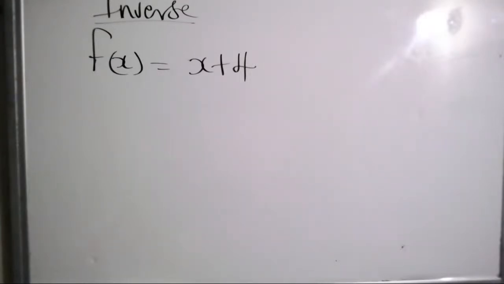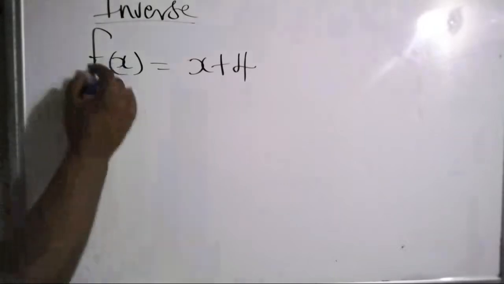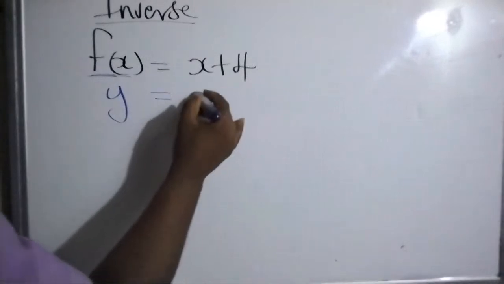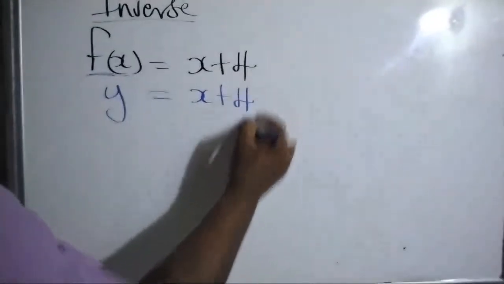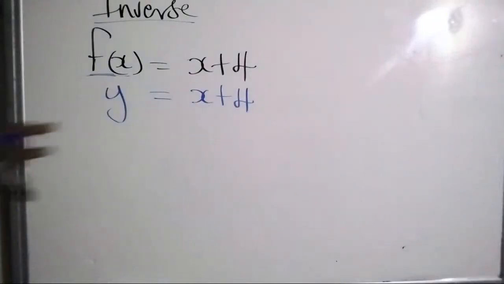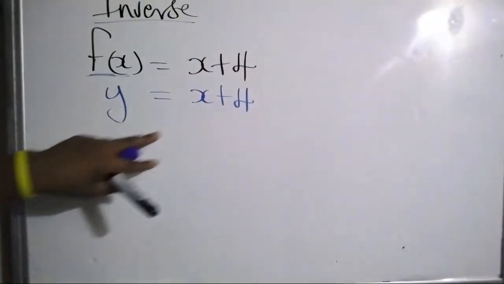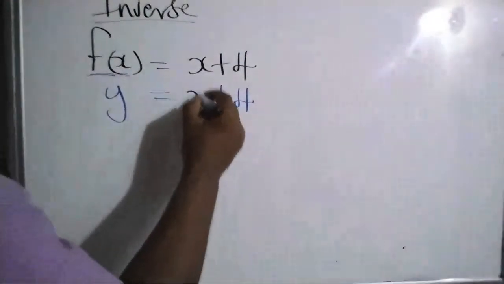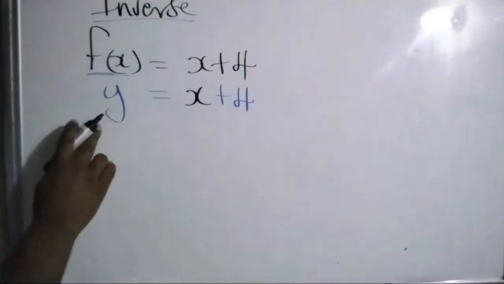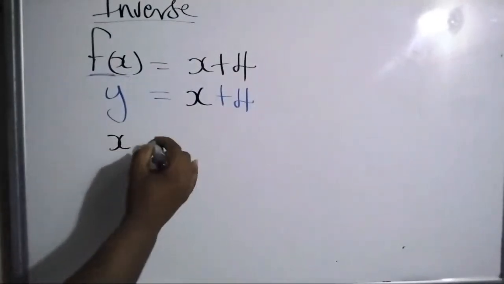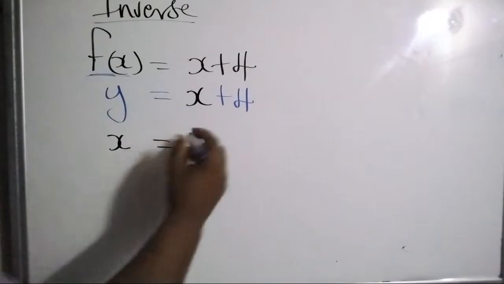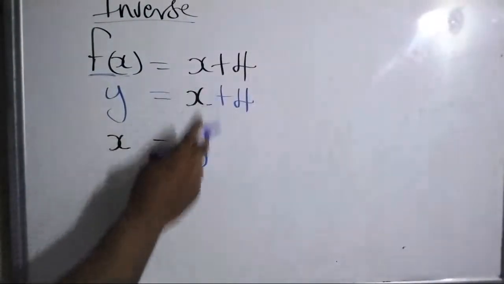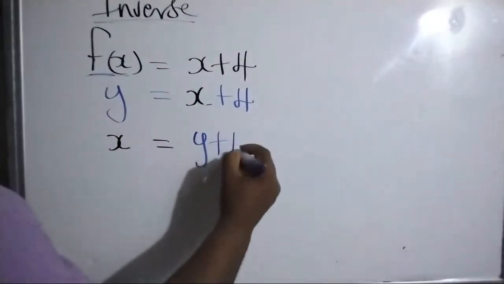Alright? So what we do, we change the function to y. Whatever function I get here, change it to y. So that's y equal x plus 4. Next, we interchange x for y and y for x. So where x is, we're going to put y, and where y is, we're going to put x. So we interchange. See it? Now we have x equal y plus 4.